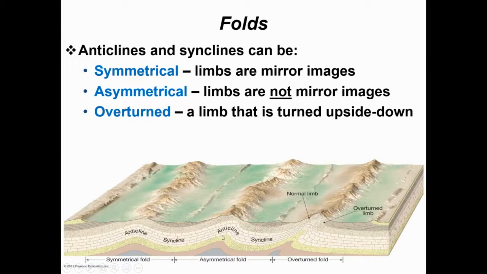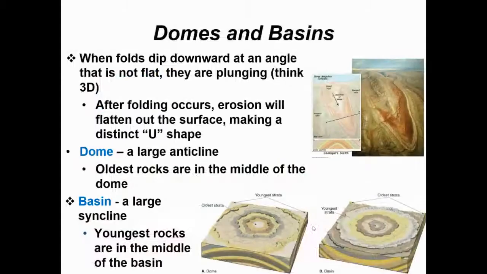When the limbs don't look the same on both sides, that's asymmetrical. In this case, this one is a little bit longer. This side on the right is a little bit steeper. And then there's a little more of an oddity called an overturned limb. That's this, where enough deformation occurs where the top rock structure actually gets bent completely around and tucked underneath the rocks below it. That's always an interesting one to see, but it's pretty rare to find those.